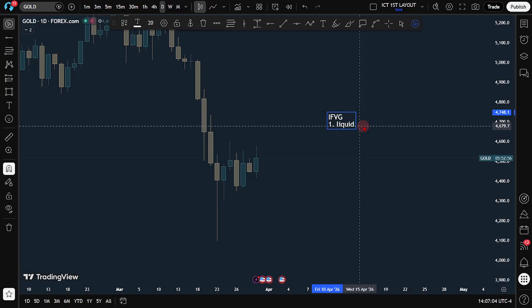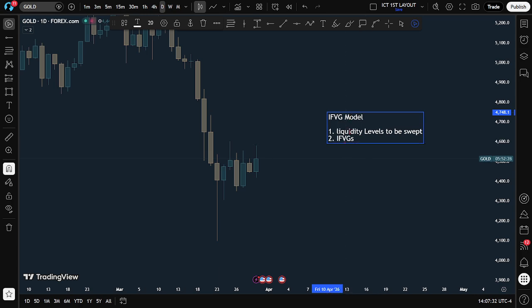We look for liquidity levels to be swept. Okay, then after the sweep of those liquidity levels, then we look for what? Inversion fair value gaps. Okay, very simple. You understand? Like the inversion fair value gap model. So we look for liquidity levels to be swept, and there are so many liquidity levels.